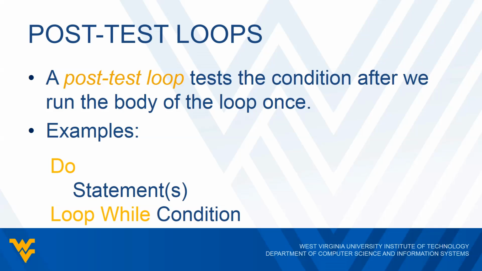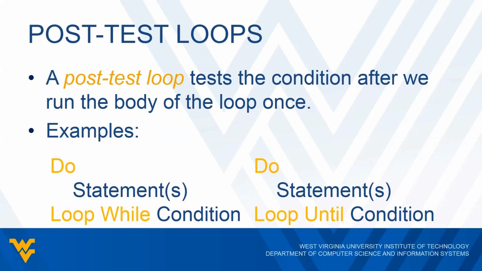So here is a do-while loop in the post-test format. We execute the statements first. We have the word do, and then we go into the body and do whatever statements we have. Then we have loop while, and then the condition. If the condition is true, we go back into our loop and repeat the instructions. But the key thing here is that we execute the statements at least once.